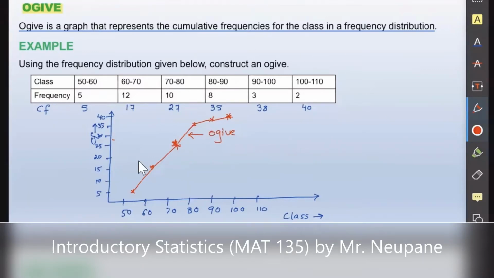We can directly tell that even if this data set was not given to you, but the ogive is given to you, you can find the cumulative frequency corresponding to the top point on the curve. If you come across, you'll see that it's 40. So we know that the total number of observations is 40. So the ogive will give you directly the total number of observations in the given data set, even when this data set is not given to you. If just the graph is given to you, you can easily find the total number of observations.